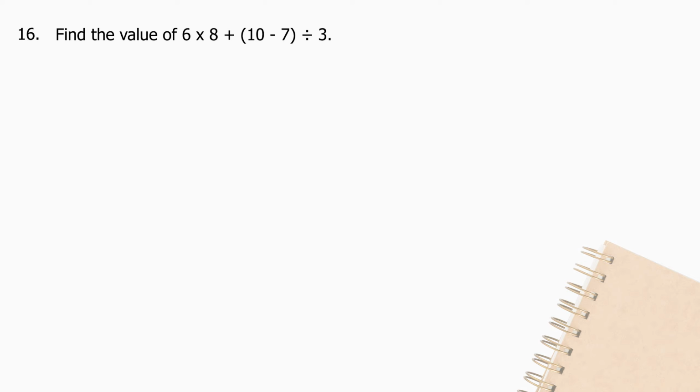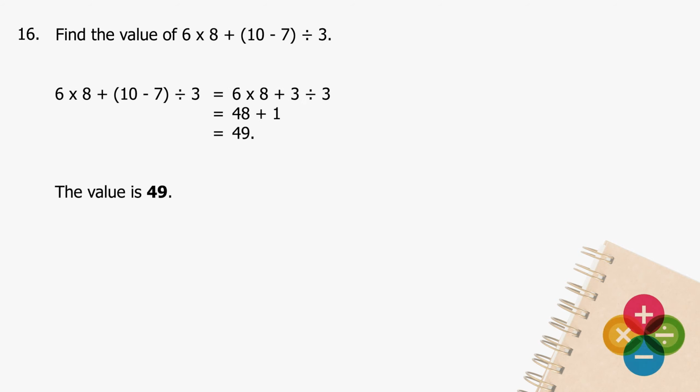Question 16. Find the value of 6 multiply by 8 plus 10 minus 7 divide by 3. 6 multiply by 8 plus 10 minus 7 divide by 3 is equal to 6 multiply by 8 plus 3 divide by 3, which is equal to 48 plus 1, which is equal to 49. The value is 49.